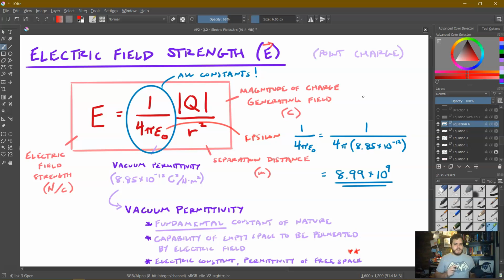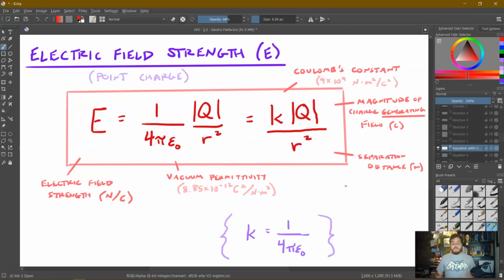And that number should look familiar, because that is practically 9 times 10 to the 9th, which would be Coulomb's constant, K. And in fact, it is Coulomb's constant. This right here is the actual value of Coulomb's constant. We just frequently write it as 9 times 10 to the 9th because we round up. So now we have a better way of writing this. The electric field strength, E, besides being the equation I just described, 1 over 4 pi epsilon naught, Q over r squared, the exact same equation is just KQ over r squared. K, Coulomb's constant, is literally equal to 1 over 4 pi epsilon naught. It is just a simplification of all those other constants put together.